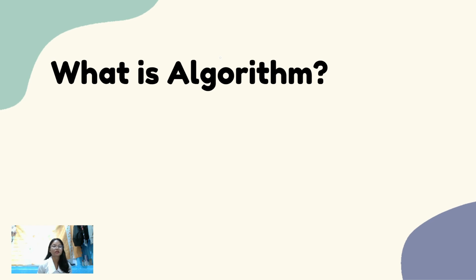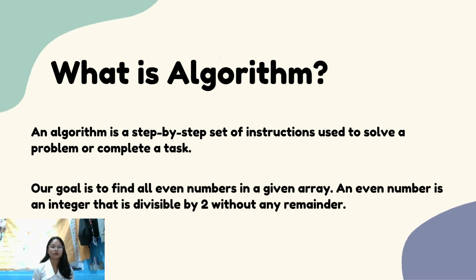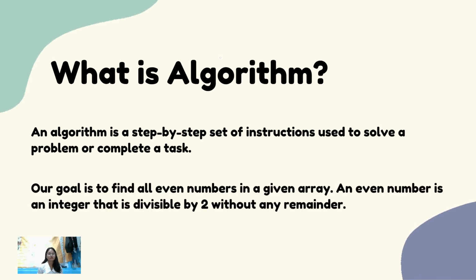Before we proceed to the next presentation, I am just going to define what an algorithm is. An algorithm is a step-by-step set of instructions used to solve a problem or complete a task. Also, the goal is to find all even numbers in a given array. An even number is an integer that is divisible by 2 without any remainder.